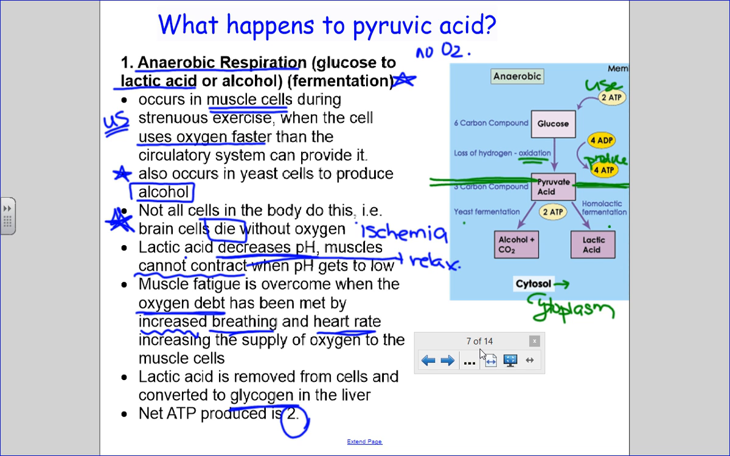Now, does anyone have any questions they'd like to ask about anaerobic respiration? What happens when there is no oxygen available?